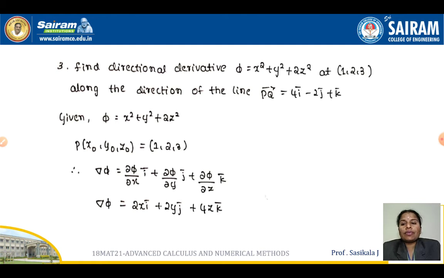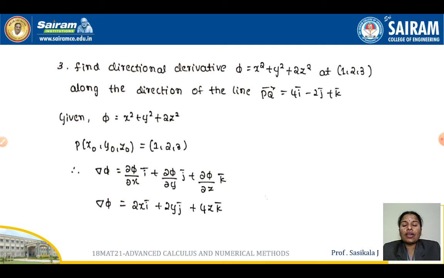What has been given? Find the directional derivative. Phi is equal to x squared plus y squared plus 2z squared at 1, 2, 3. X is 1, y is 2 and z is 3. Along the direction of the line, PQ vector is 4i vector minus 2j vector plus k vector. So it's a similar problem. The direction has been mentioned as PQ vector instead of d vector. So what you have to do?